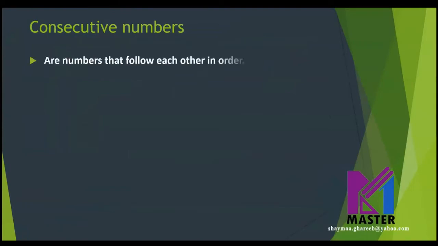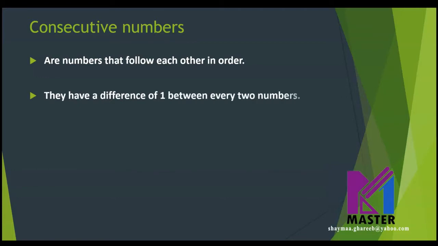Consecutive numbers. They are numbers that follow each other in order. We can also say they have a difference of 1 between every two numbers. For example, numbers 2, 3, 4. They are following each other in order, and the difference between 2 and 3 is 1, and the difference between 3 and 4 is 1.